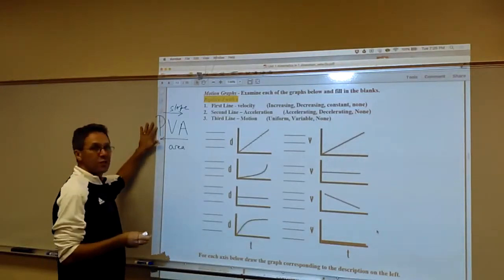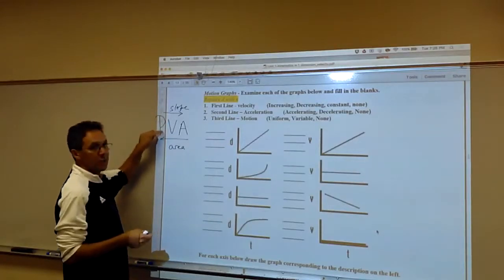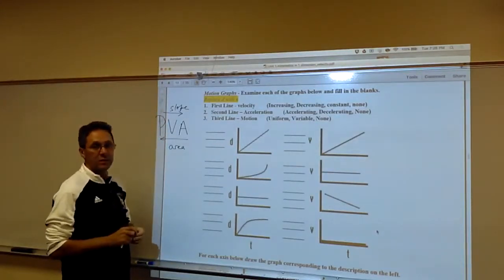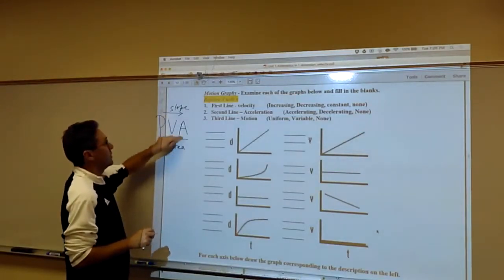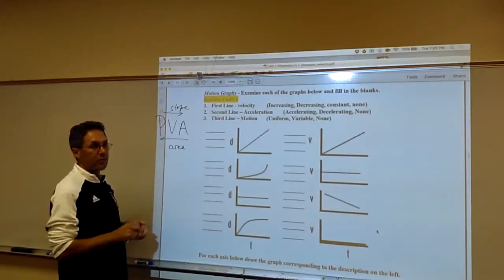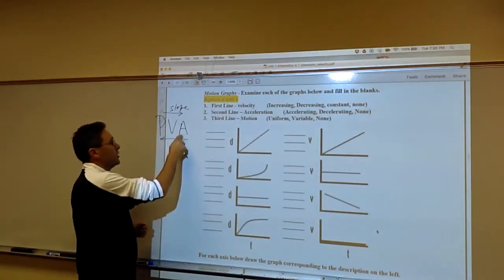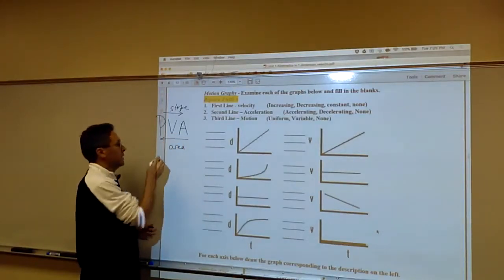If you have a position time graph, and if you take the slope in that position time graph, that will tell you some information about your velocity. If you have a velocity time graph, if you take the slope, you get the acceleration. Going the other way is a little tricky, because when you do an acceleration time graph, you don't actually get the velocity, but you get the change.